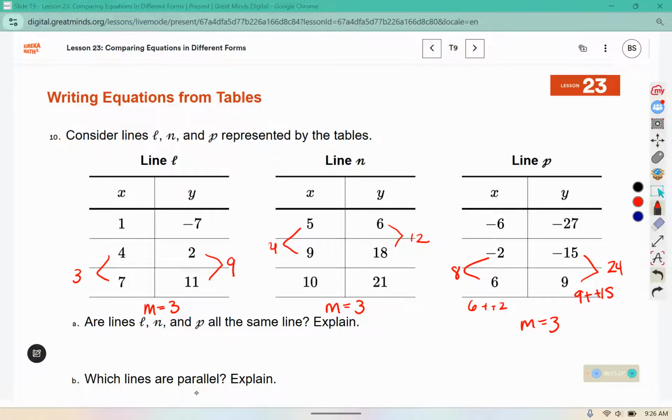So which lines are parallel? They all have the same slope, so they all have the potential to be parallel. The only thing that would change whether they were parallel or the same line is if they have the same y-intercepts. So let's figure out what their y-intercepts are.